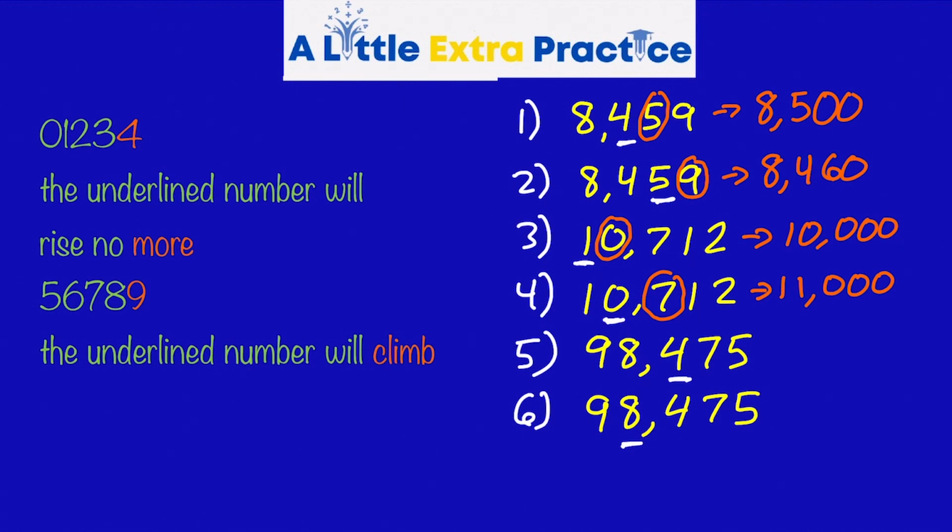98,475 rounded to the nearest 100. Well, 7's a strong number. And it's going to push that 4 up to a 5. So we have 98,500. And 98,475 rounded to the nearest 1,000. Well, that 4 is not quite strong enough, so it's going to stay at 98. And then those become, of course, zeros.